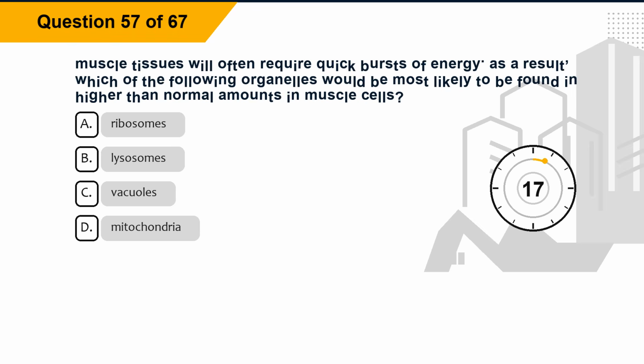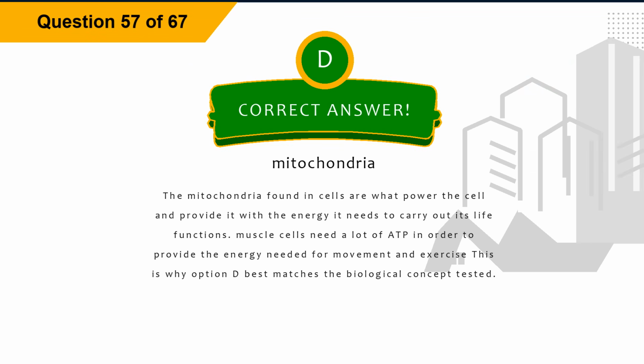Question 57. Muscle tissues will often require quick bursts of energy. As a result, which of the following organelles would be most likely to be found in higher than normal amounts in muscle cells? Option A, ribosomes. Option B, lysosomes. Option C, vacuoles. Option D, mitochondria. The correct answer is option D, mitochondria.